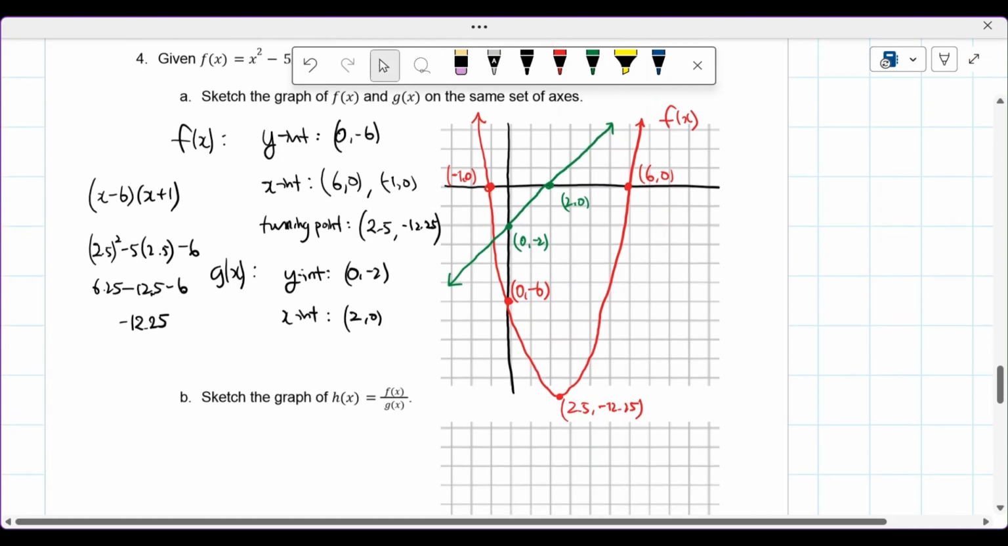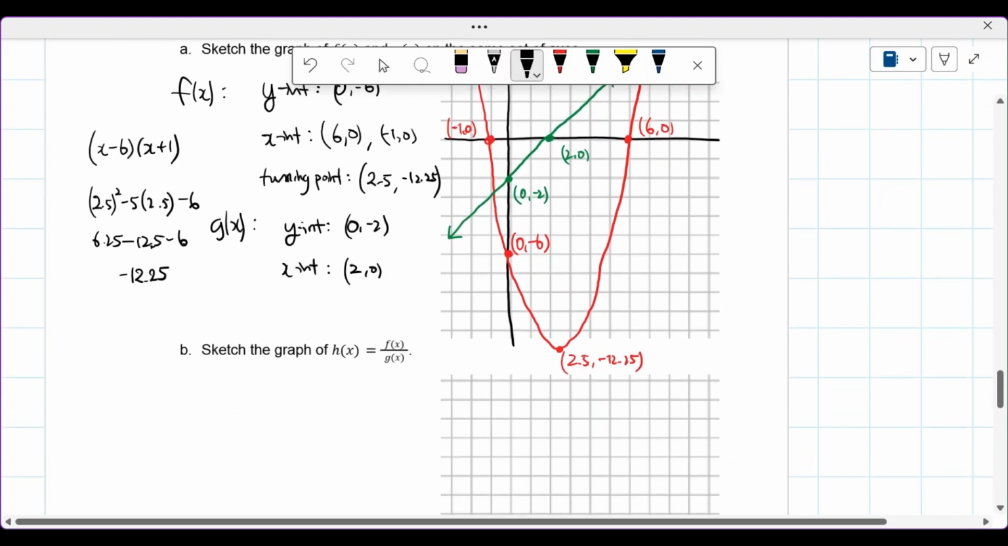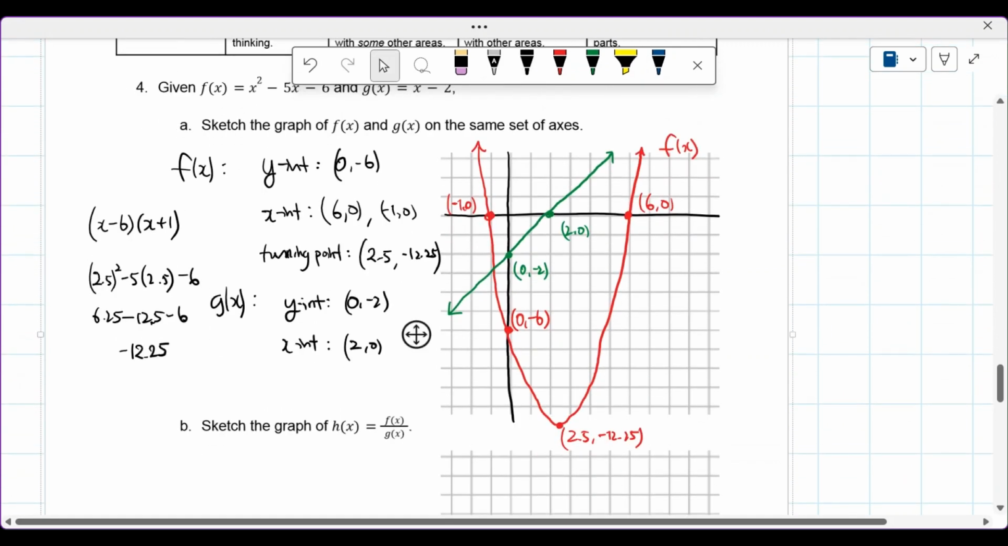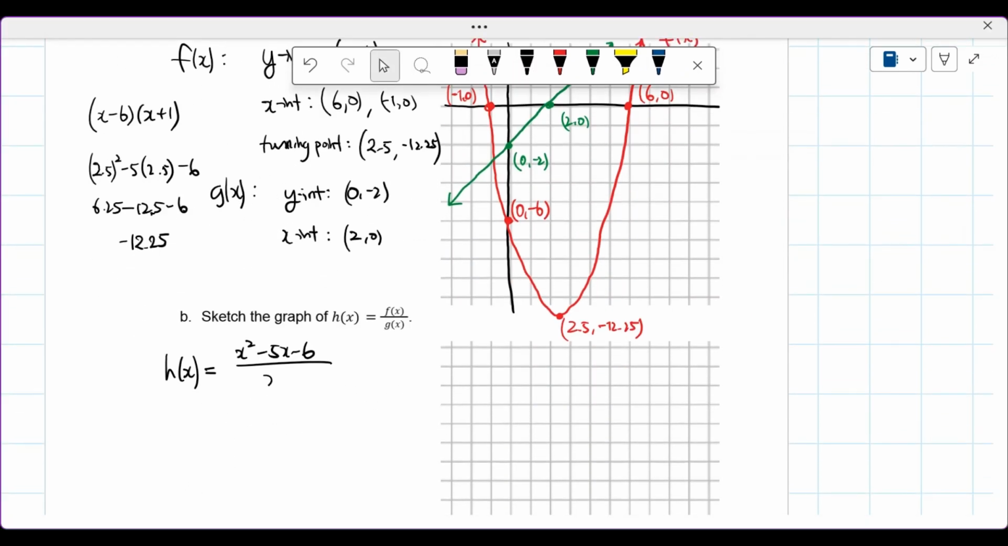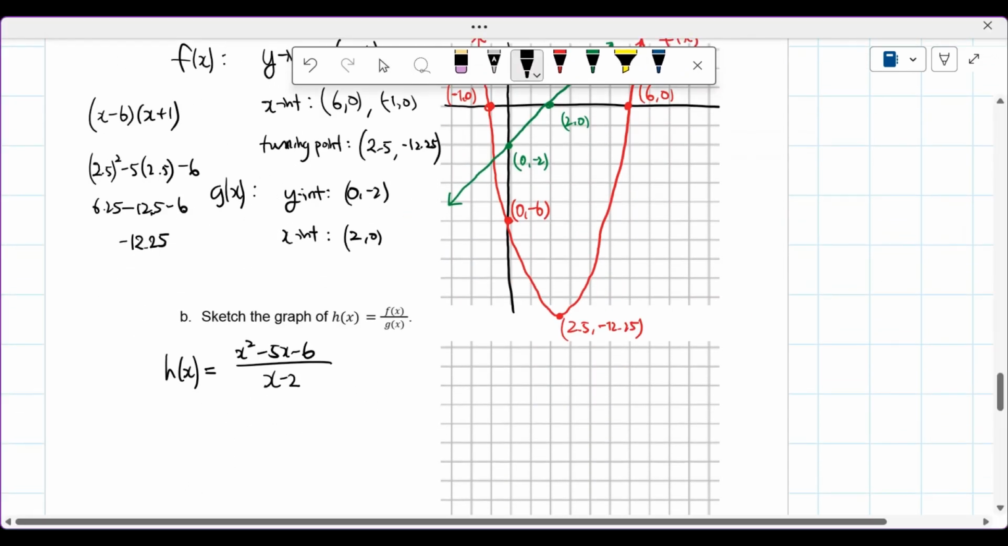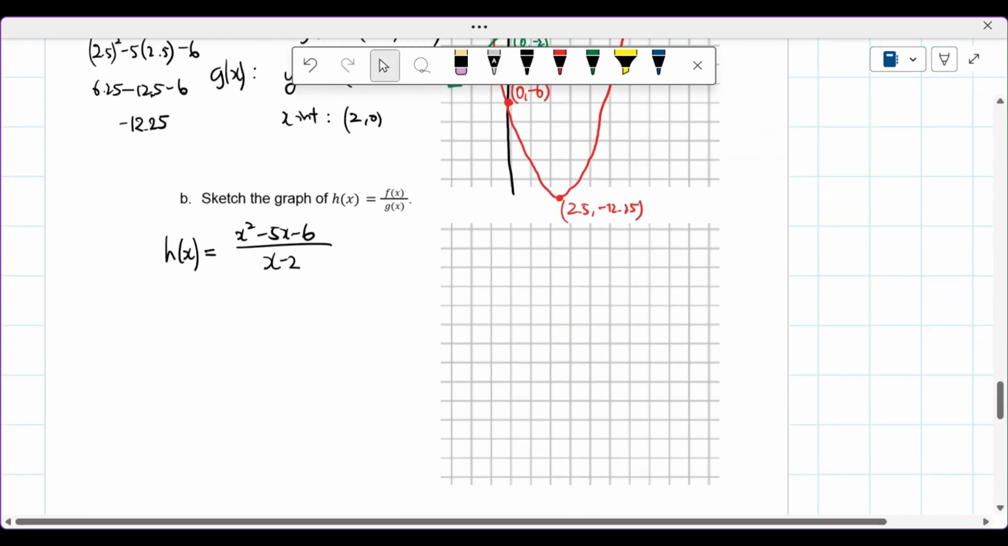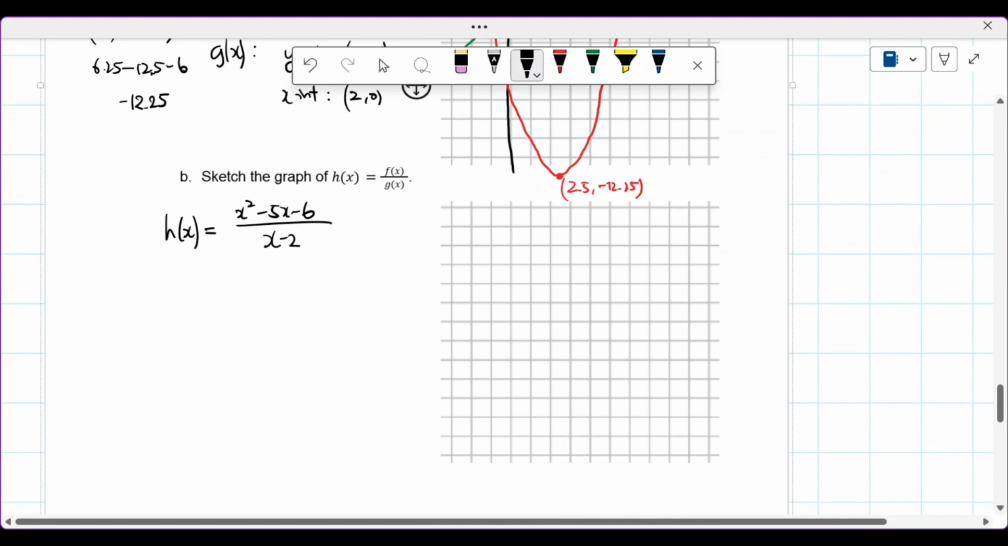Now we need to sketch the graph of f of x over g of x. So I know that f of x is x squared minus 5x minus 6. So it's going to be h of x is equal to x squared minus 5x minus 6 divided by x minus 2. So first, in order to sketch the graph of the functions combined together, we just need to find the equation first, and then we need to graph it. So let's first rewrite this as x minus 6 and x plus 1 divided by x minus 2, just to check there's no common factors here.